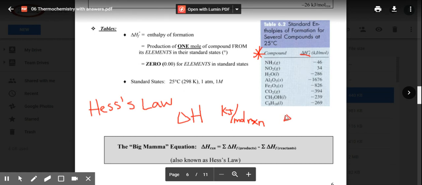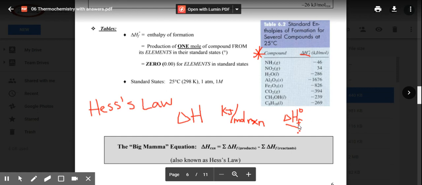All right, so what you see right there is delta H with a little sub f, and it has a little not symbol right there. Anytime you are given this type of information, you're always going to do Hess's Law.